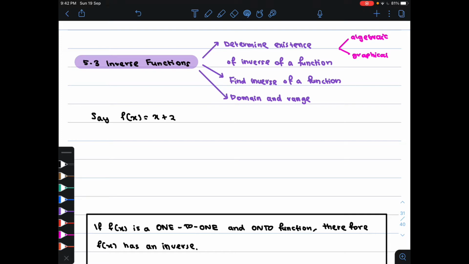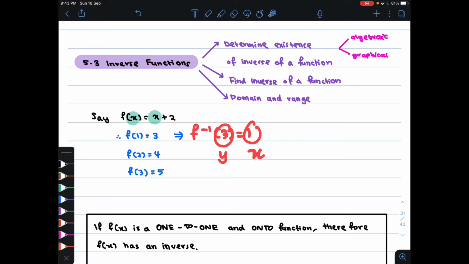So say that you have the function f(x) equal to x plus 2. So if this is x, this is also x. Therefore, f(1) will give you 3, f(2) will give you 4, and f(3) will give you 5. So this is the x value, this is the y value, right? So f(1) is 3, therefore the inverse is f inverse(3) is 1. So here is y, here is x.